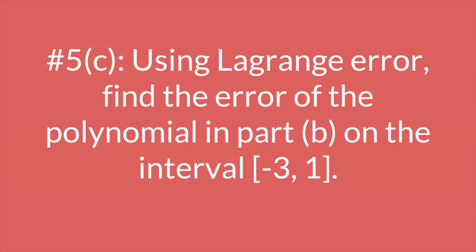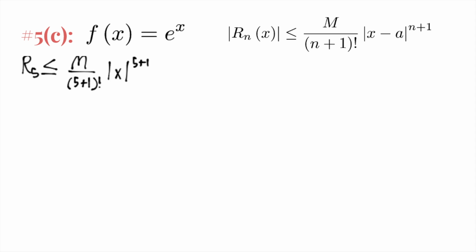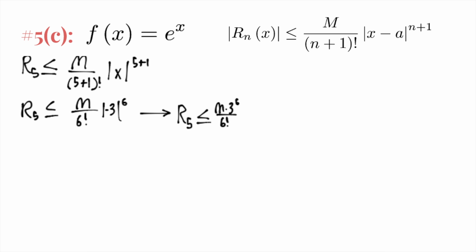So now, using Lagrange error, we're going to find the error of the 5th degree Maclaurin polynomial in part B on the interval -3 to 1. So using our formula from earlier, we have our R5 being less than or equal to m over 5 plus 1 factorial times the absolute value of x to the 5 plus 1 power. Simplifying, we notice that we're going to take our x that is furthest away from a, which is 0, so we'll pick -3, giving us this nice formula right here.